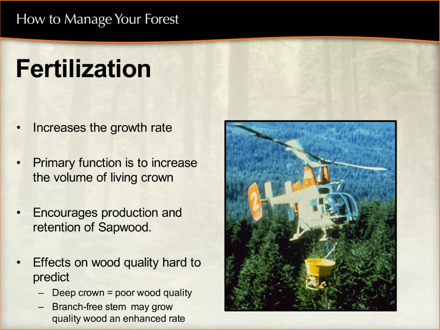Fertilization is sometimes used to increase tree growth rate and to some extent tree health, but its primary purpose is to increase the volume of the live crown, which encourages the production and retention of sapwood. The effect on wood quality will be influenced by the extent of the live crown, with a long, deep crown producing poor quality juvenile wood, while the branch-free portion of a stem may grow good quality mature wood at an enhanced rate.